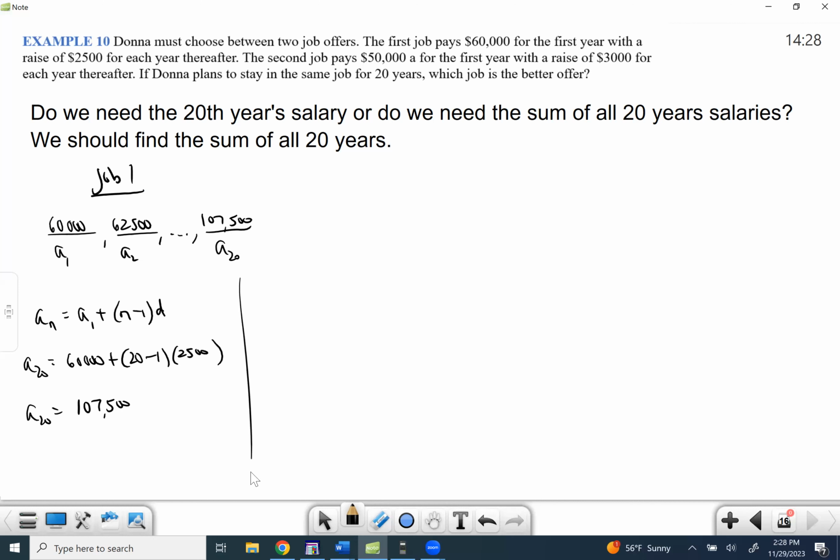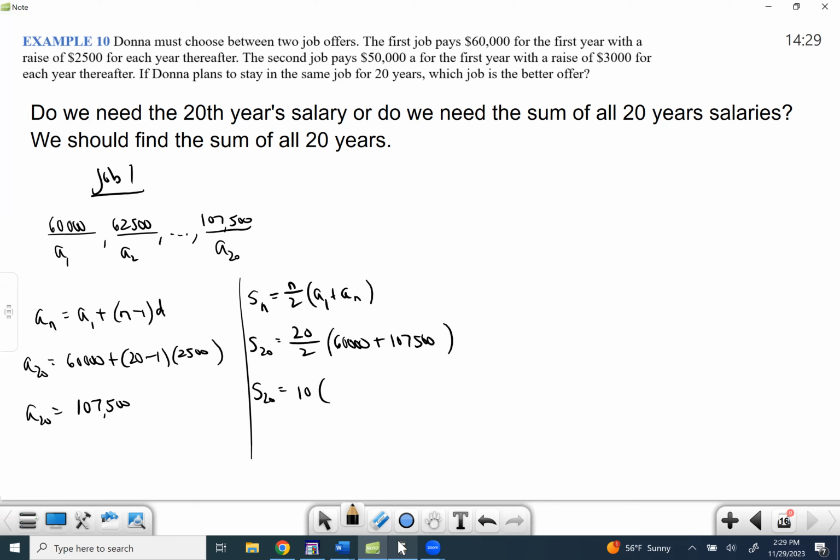Okay, but let's go and find the sum now. So the sum of all 20 years, that should help decide whether to accept this job. Let me write the formula down first, you guys, just to ground us. Okay, so S sub 20 is 20 divided by 2, times the first year she makes 60,000, and then the last year she makes 107,500. We might as well make that 20 divided by 2 a 10.